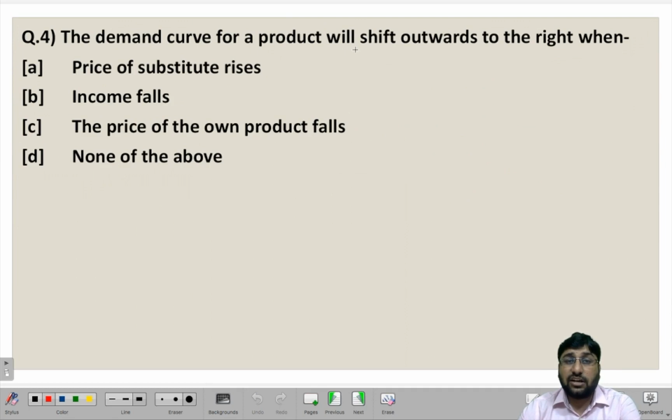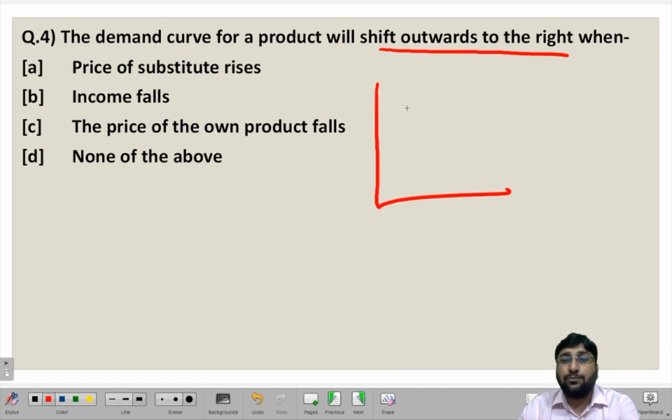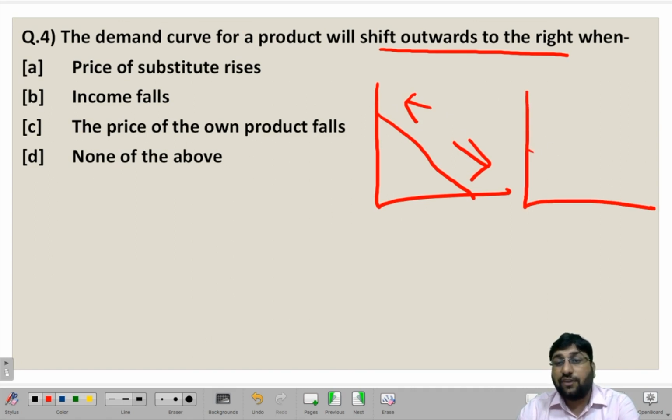The demand curve for a product will shift outwards to the right when which of the following. So there are a few factors given, or you can say there are a few options, and we need to identify which of the factors will make the demand curve shift outwards to the right. So first you need to understand that it is an outward shift towards right. I would like to recall a concept that a demand curve could either move on the same demand curve, either an upward movement or a downward movement, or you can actually shift from one demand curve to the other.